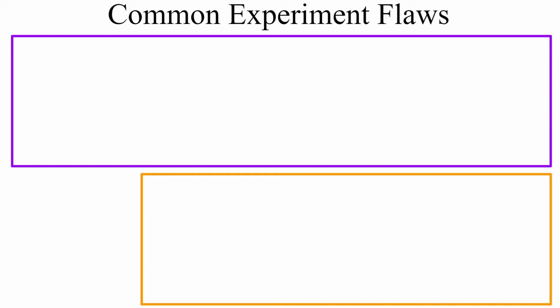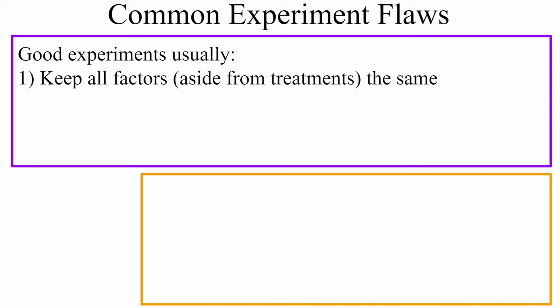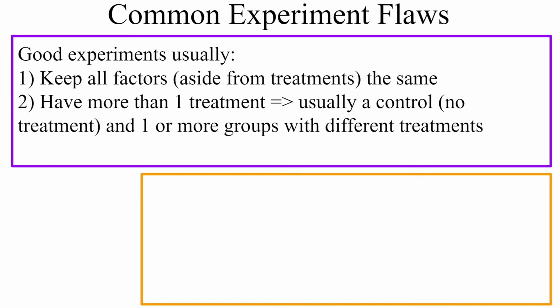Okay, so some common problems with experiments. Good experiments usually do the following. They keep all factors aside from the treatments the same. They have more than one treatment, right? If you just have one treatment, what's the point? You can't conclude cause and effect. You have nothing to compare it to, right?